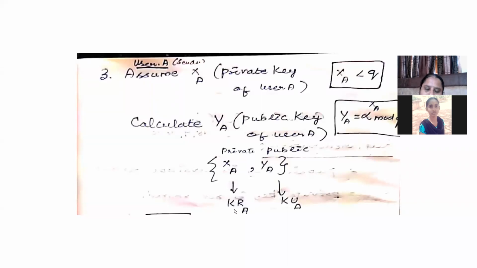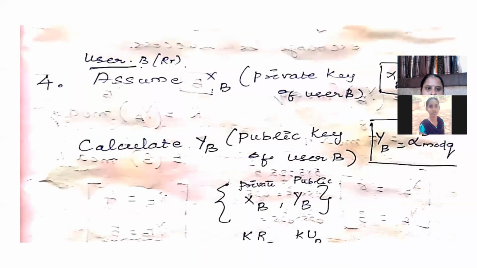The private key can be represented as capital K. Private means R for user A, and public is KU for user A. In this way you have to calculate the private keys and public keys. This is the key generation process.